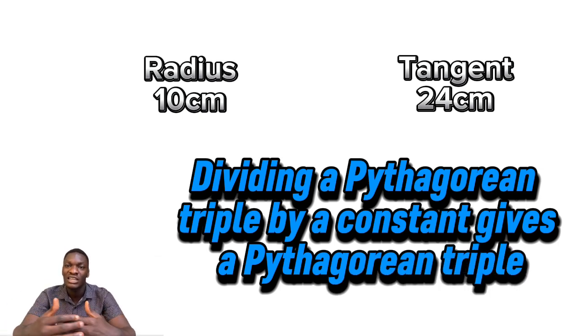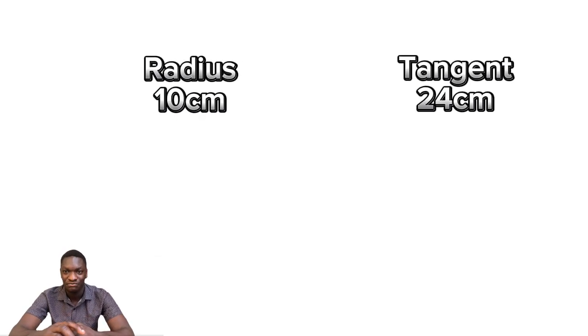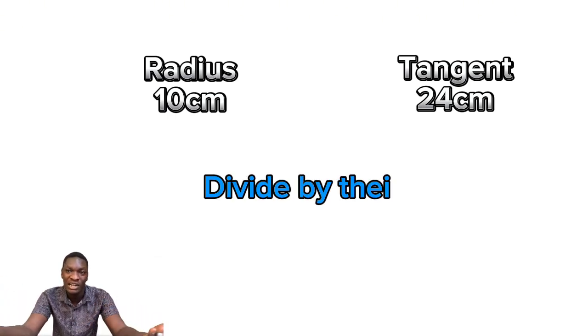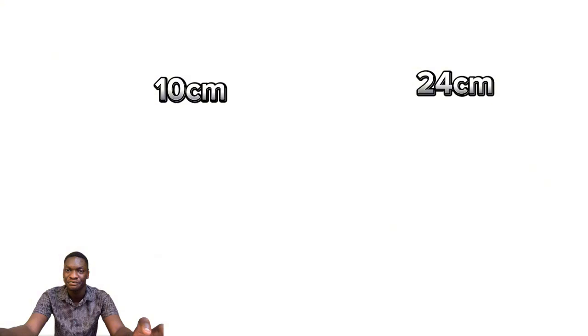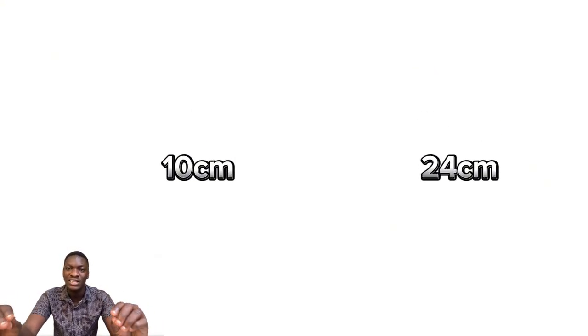How does that help us in our NSMQ shortcuts? We've been given 10 and 24. We have to find the next number in a Pythagorean triple that will become the hypotenuse of the triangle. Instead of squaring 10 and squaring 24 and finding the square root to give us the next number, what we do is that we divide by a constant number until we cannot divide anymore. So I divide 10 and 24 by a constant number.